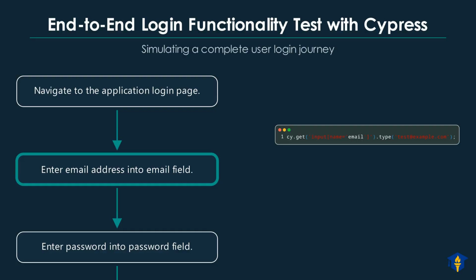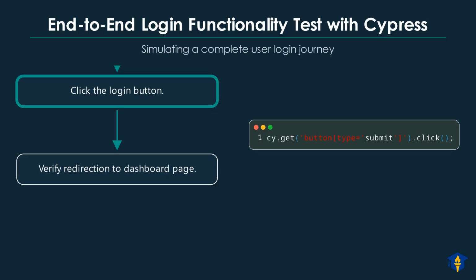Next, we need to enter the email address into the appropriate email field. cy.get selects the email input field and then type enters test@example.com. Following that, we enter the password into the designated password input field. This command selects the password input and types in password123.